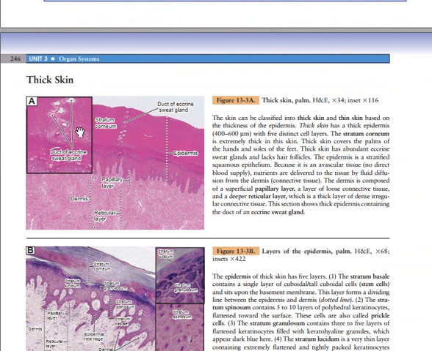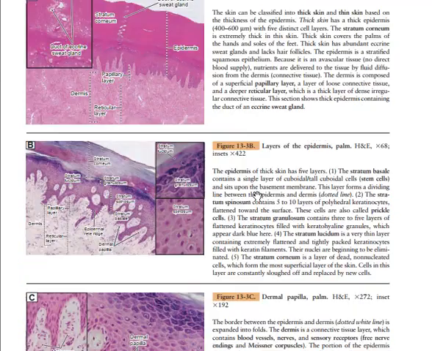On the thick skin, you can see ducts of the eccrine sweat gland, as you can see here. You have the stratum corneum. This is the papillary layer, and underneath the papillary layer is the reticular layer. The papillary layer is the papillary layer of the dermis. Now this is the stratum corneum. All through this is the stratum lucidum, granulosum, spinosum, and then the basale, which is close to the papillary layer.